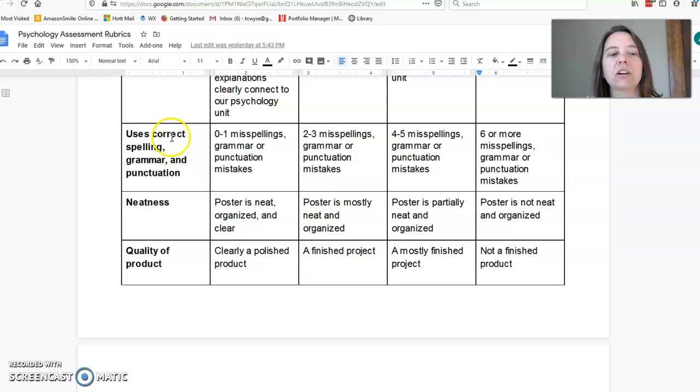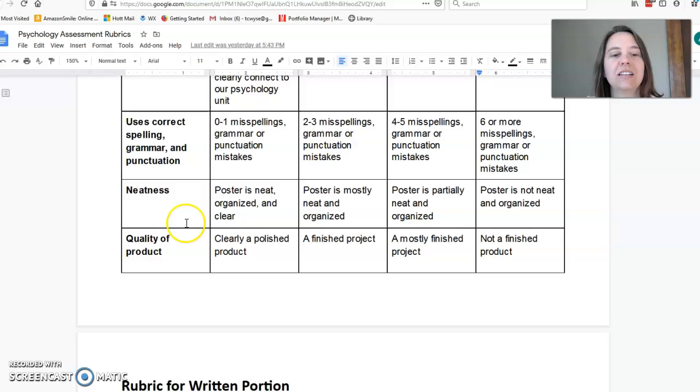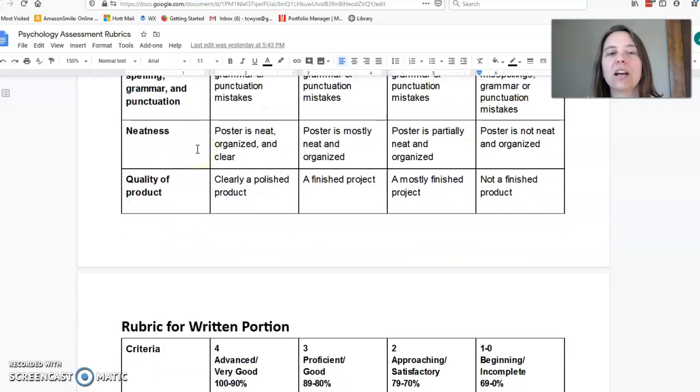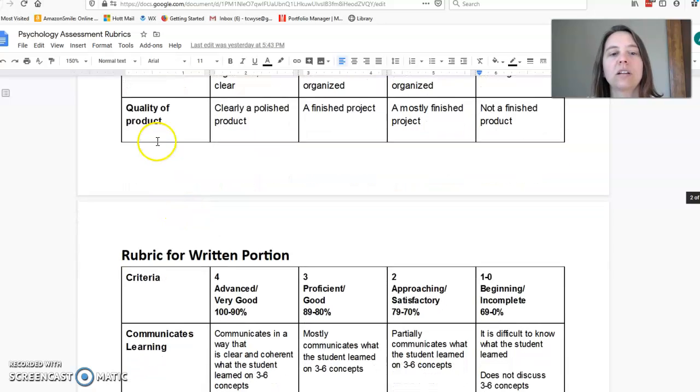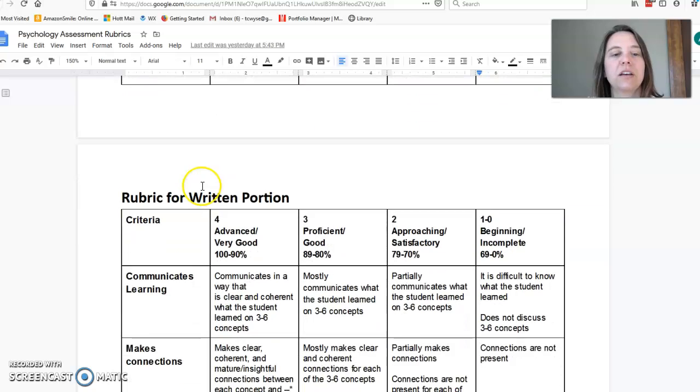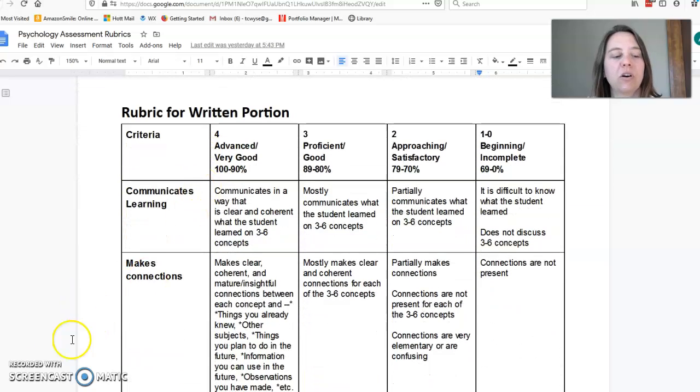Okay, spelling, correct spelling, grammar, and punctuation. You are doing this on a computer, which checks your spelling, grammar, and punctuation. So don't turn anything in with a red or a blue line. Neatness. The poster is neat, organized, and clear, or mostly neat, partially neat, and not neat. And then the quality of the product. It is clearly a polished product or a finished product, mostly finished, and not a finished product. If you have any questions about that, let me know.